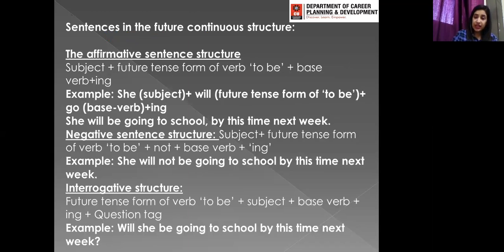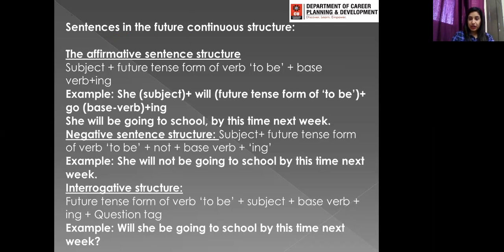Okay, now sentence structure: the affirmative, negative, and the interrogative. The affirmative sentence structure is subject, future tense of the verb to be, that is will be, base plus ing. Okay, she will be going to school by this time next week. So this is something that is going to happen in the future, in the next week. So she plus will be plus go-ing plus to school, plus the object. Next is the negative sentence: subject, future tense of to be, not, and base plus ing, because we are talking about negative sentences, so not is also going to be there. So she will not be going to school by this time next week. Again, it is referring to an event that is going to take place in the future.